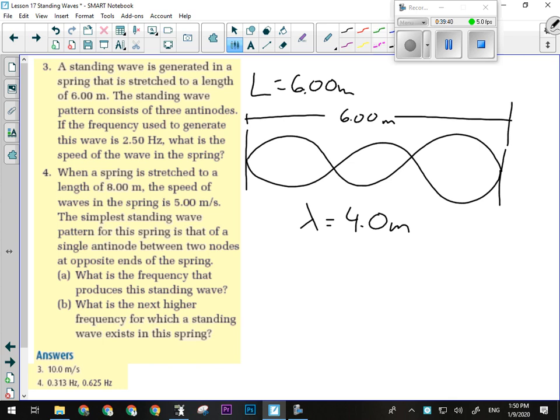Now that I know that, and the frequency at which I'm moving the spring, I can calculate the speed at which the waves are traveling on the spring. f times lambda. Many people now realize they've really overthought that question.